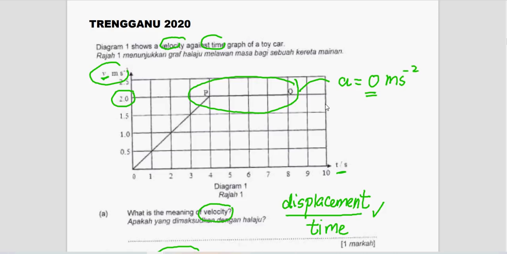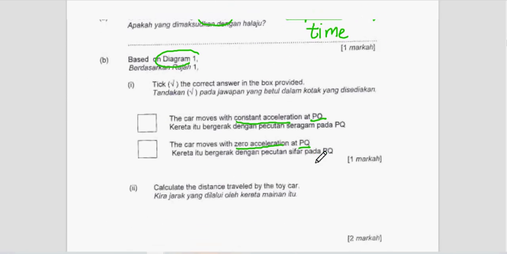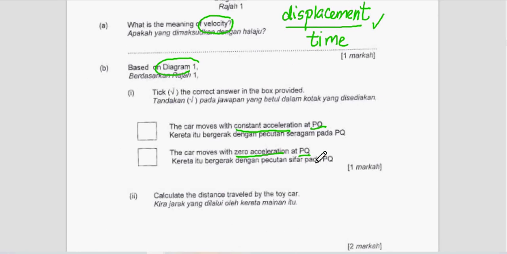Because the gradient is 0. Now look at the answer. What choice do they give us? There, we can see 0 acceleration. So this is the answer. It is not constant acceleration, right?